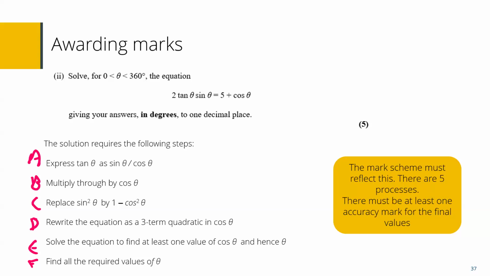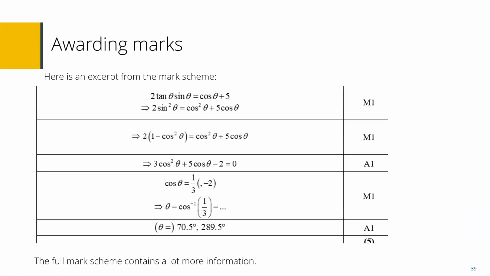If we look at the mark scheme for this question, one second, let me get the mark scheme up here. There's our mark scheme. So we can see there that A and B has been combined in this case. So A and B has been combined to 1 mark.